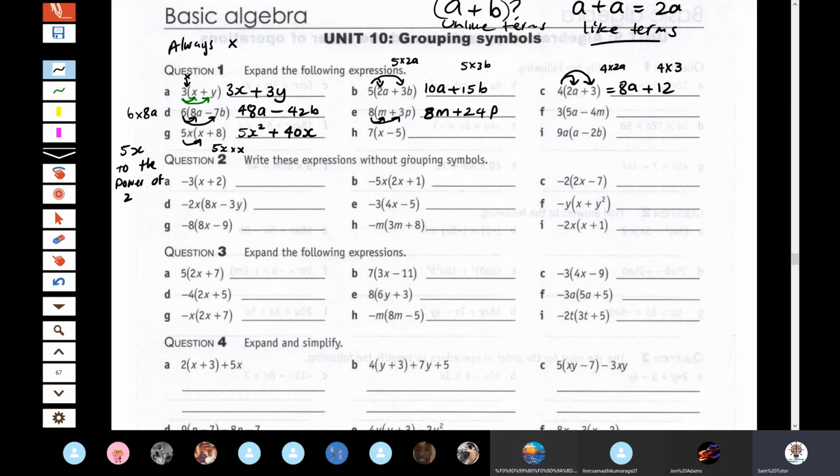All right. Any questions? 9a times a, 9a squared, 9a times negative. It's good to draw the arrows so you don't forget what to do, actually. Minus 9 times 2 is 18, and then a times b, ab.